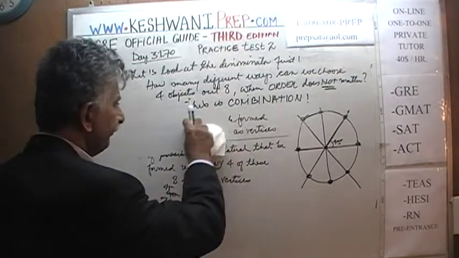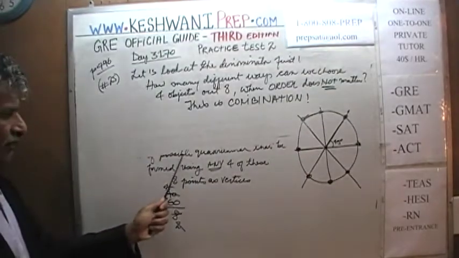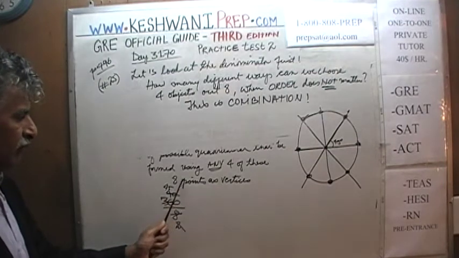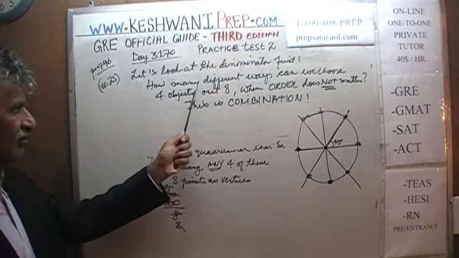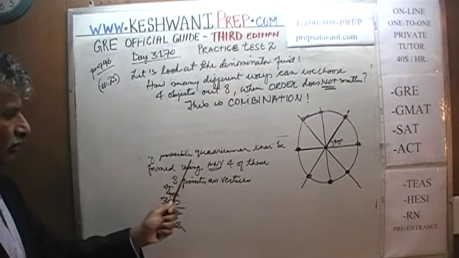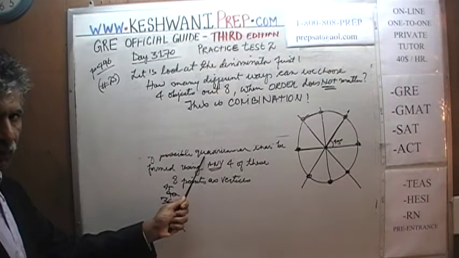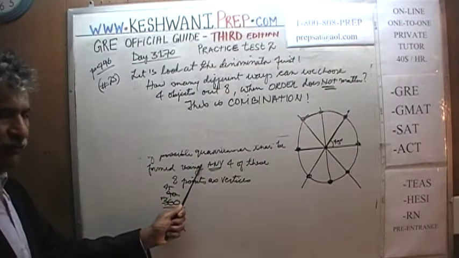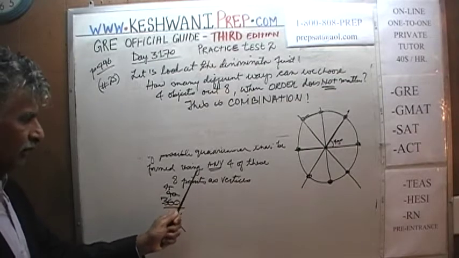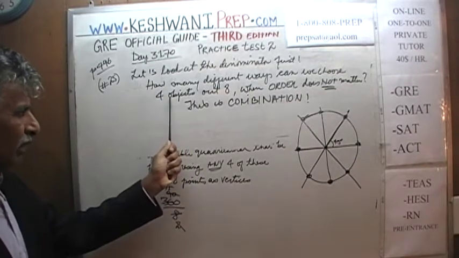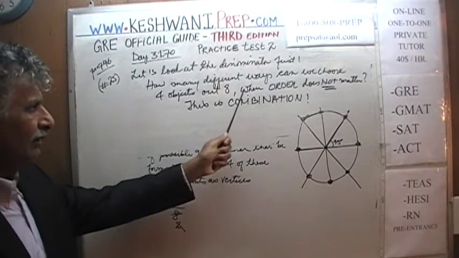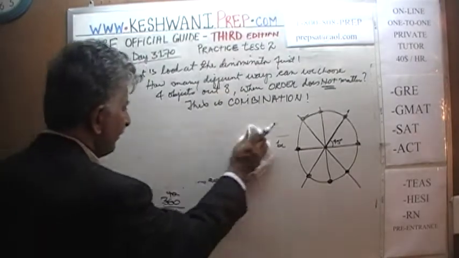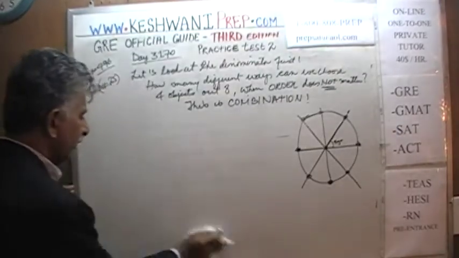Right here, the number of possible quadrilaterals that can be formed using any four of these 8 points as vertices is the same as this. Because when we're forming a quadrilateral, it doesn't matter which four we pick. We just have to pick any four points, and we're going to get a quadrilateral. So essentially four objects are to be chosen out of eight, and the order does not matter. This is a combination problem. So let's begin, shall we?